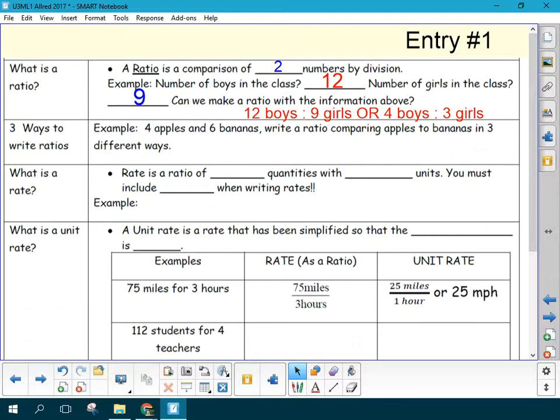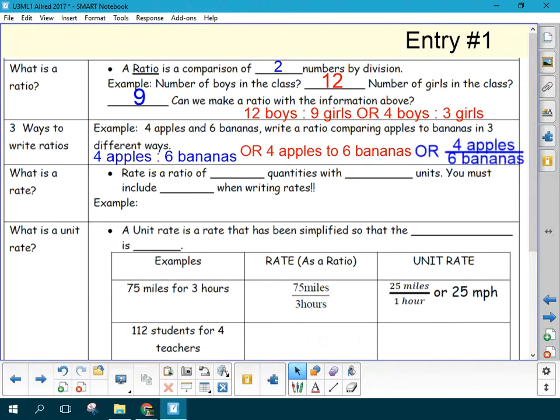Okay? There are 3 different ways to write ratios. You can write them as a colon, 4 apples to 6 bananas. You could write them with the word to in between, 4 apples to 6 bananas, or you might write them as a fraction with a numerator and denominator, 4 apples to 6 bananas.